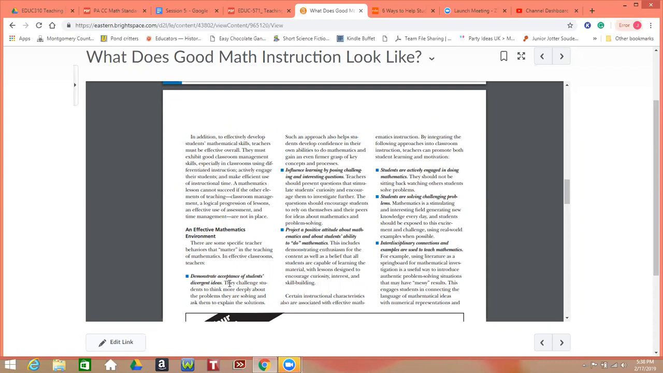So we want to demonstrate acceptance of students' divergent ideas. As we said before, there's always more than one way to solve a problem. So we're trying to challenge students to think more deeply and to be able to explain their solutions. We really want to be encouraging in that idea of sharing. Another aspect would be to influence learning by posing challenging and interesting questions. Teachers should present questions that are stimulating and engage students.